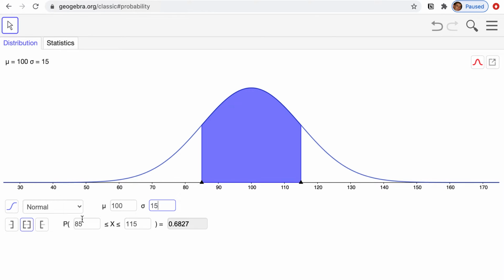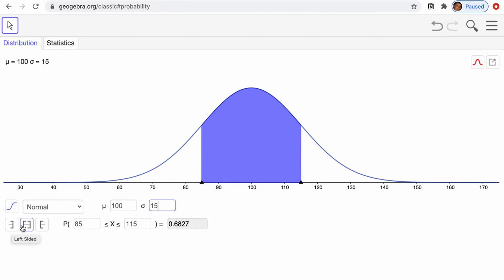So we have a couple different options. Some of the problems that we look for the area to the left of a specific point. Some look in between, and some look to the right. So unlike our calculator, we can set that up ahead of time and save ourselves some concerns.